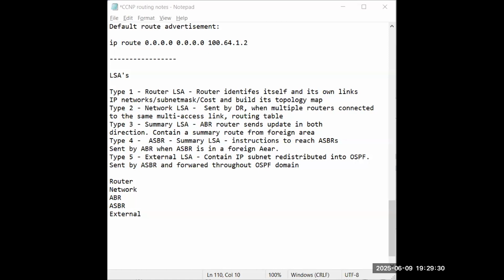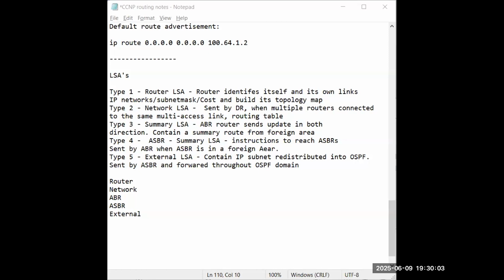That is LSA 5. There is one more type, that is LSA type 7. We call it NSSA external LSA, for not-so-stubby area. There is no type 6, directly type 7 only. So this LSA, you call it not-so-stubby area. Stubby area, not-so-stubby area.